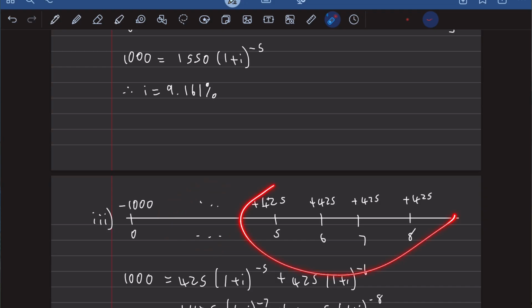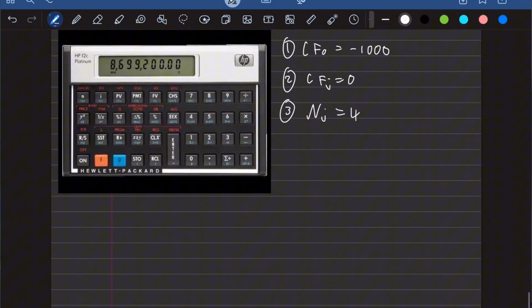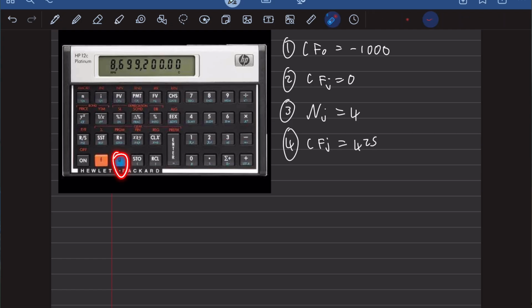And now we have the next 4 cash flows of 425. So the way you would do that is you would say cash flow J equals 425. So you'd type in 425 and then G, cash flow J. And then again, we would say NJ equals 4 because we have 4 cash flows of 425. So you'd type in 4 and then G and then NJ. Okay. And then to get your final answer, we would find the internal rate of return.